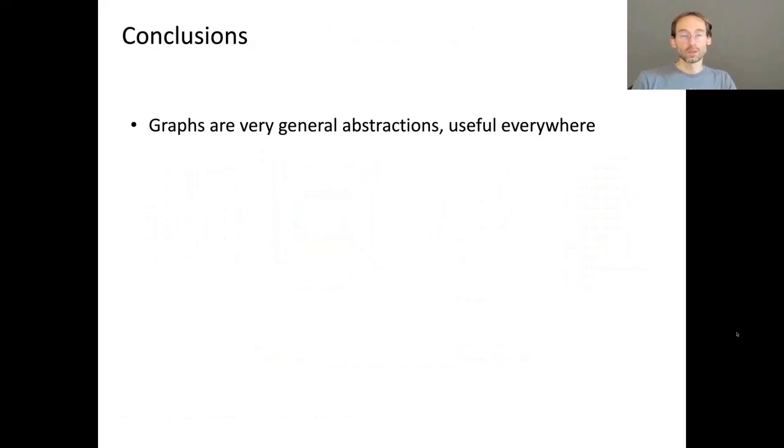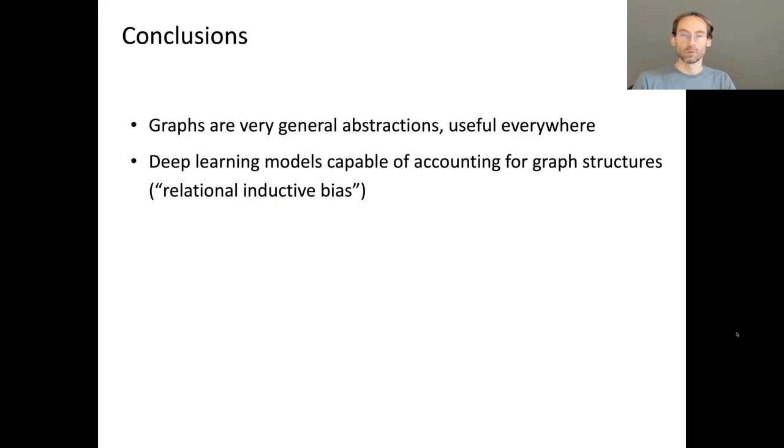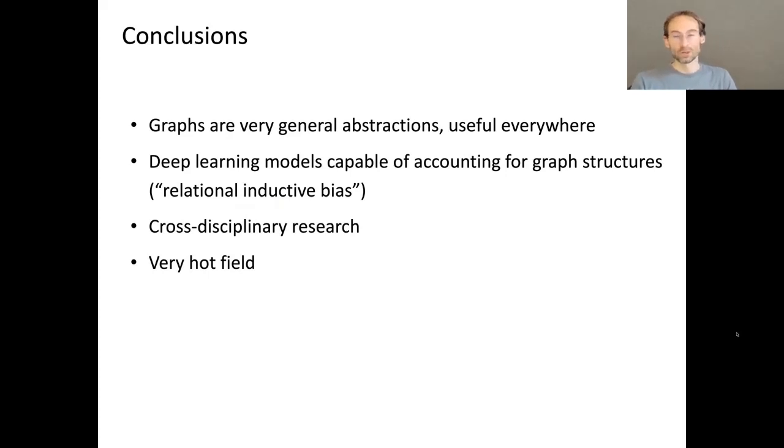So to conclude, I think graphs are very general abstractions, useful everywhere in a lot of practical problems. And what I showed today, graph neural networks in particular, are a way of capturing meaningful geometric inductive biases that are suitable for graph-structured data. It is really cross-disciplinary research, and at least in my career, I've had the luck to work with people that otherwise I would not even meet at the same conferences, whether it's protein engineers or particle physicists or clinicians or even the chef. And this is a very hot field in machine learning.